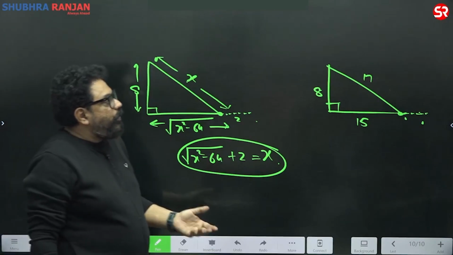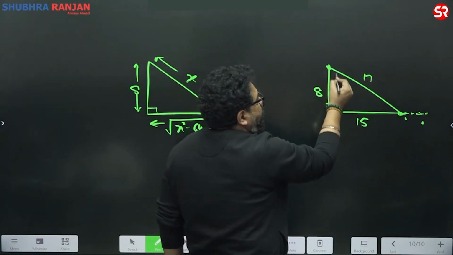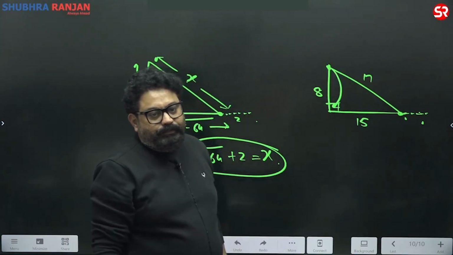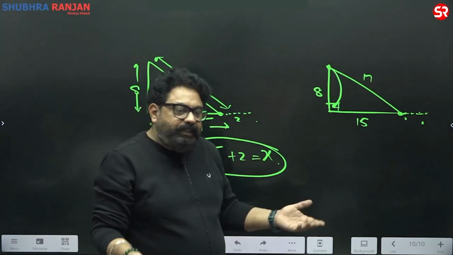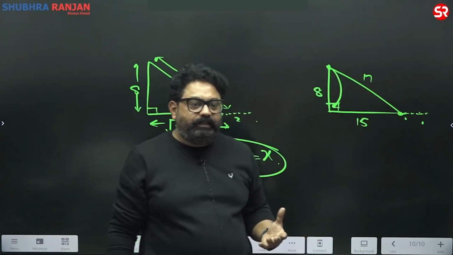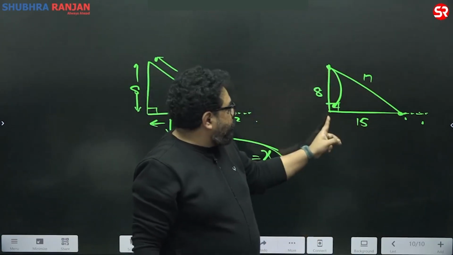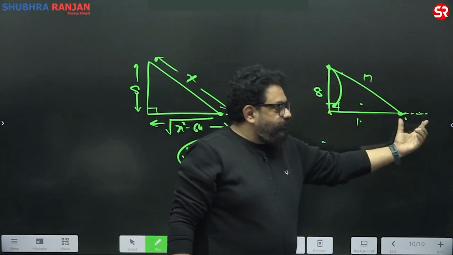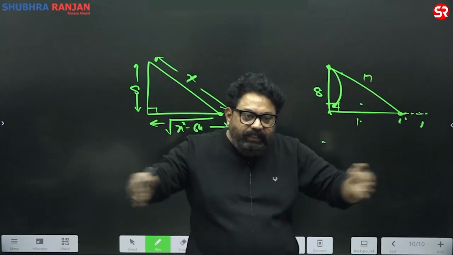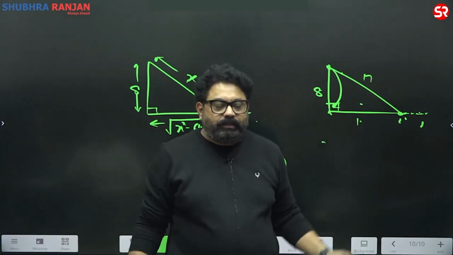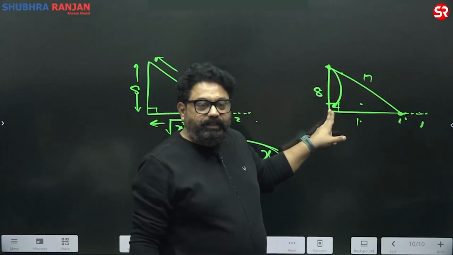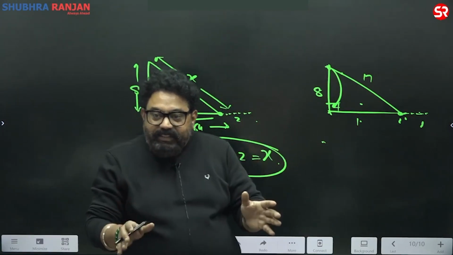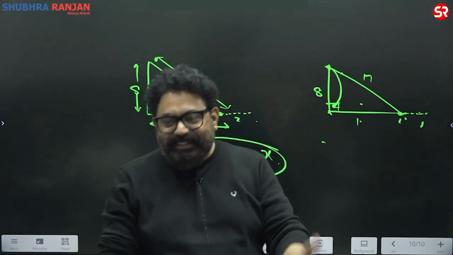Ladder will fall means what? The top of the ladder would fall to the foot of the wall. 15 plus 2 is 17. The ladder will lie flat on the ground. The top of the ladder would come down here. What is the length of the ladder? 17. How much is this? 15 plus 2 is 17. So the whole ladder lies flat, and the top would come right here. Clear? So this is Pythagoras theorem at its best.